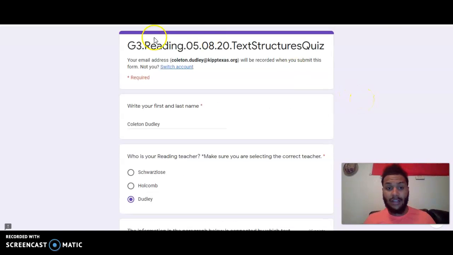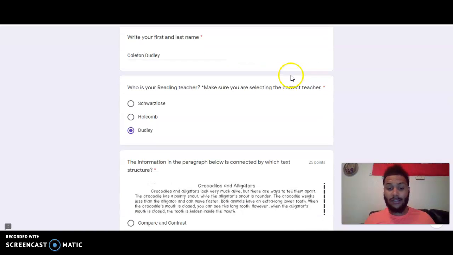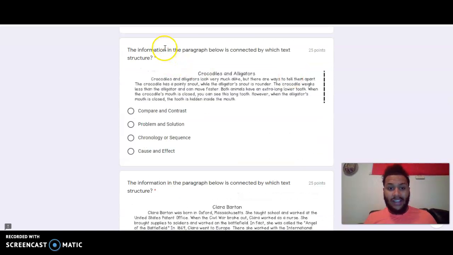I'm going to start with reading. This is our text structures quiz. So it says the information in the paragraph below is connected by which text structure. I'm going to read the text, and then we'll decide which text structure it is.